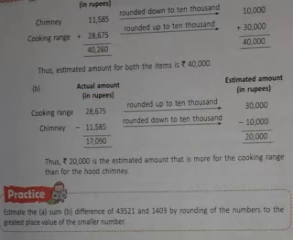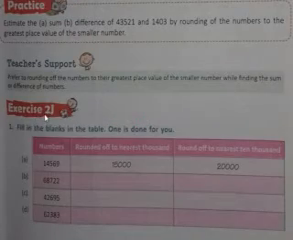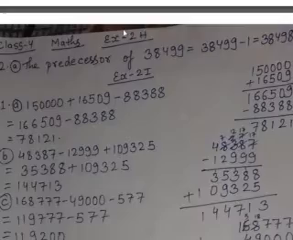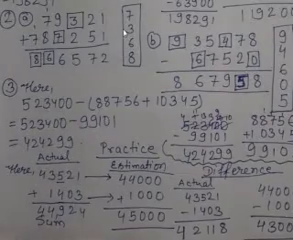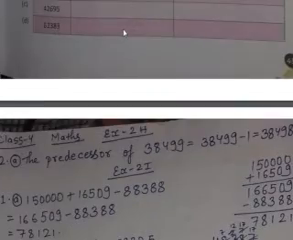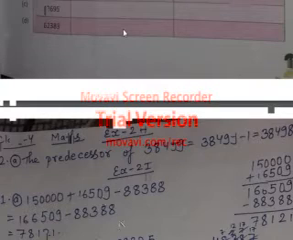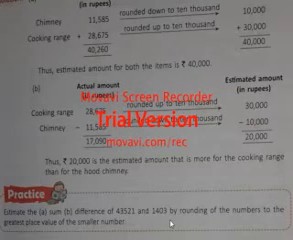So, students, you can say this is a practice question. In the practice question, we have to estimate the sum and difference of 43,521 and 1,403 by rounding the numbers to the greatest place value of the smaller number.